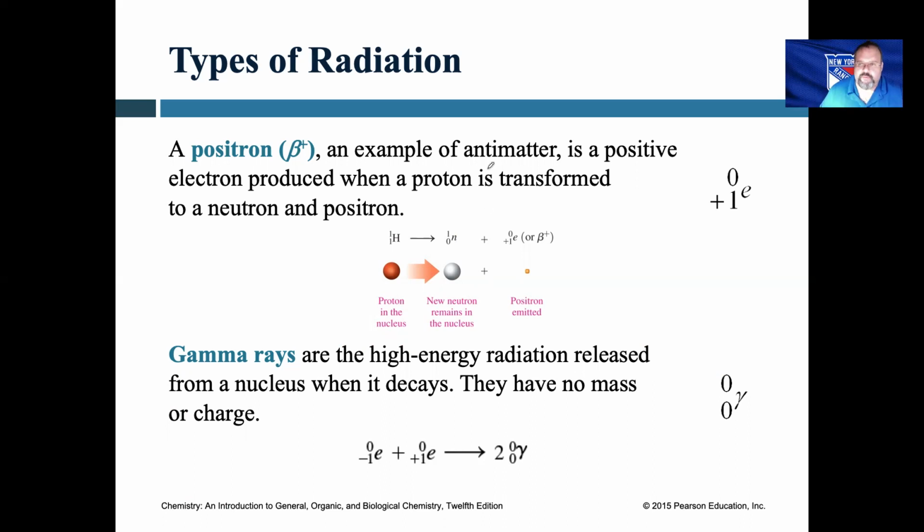The atomic symbol, given in the upper corner here, opposite of an electron in terms of charge. So where an electron has a -1 charge, a positron has a +1 charge. Now, it's a little bit tricky here because it doesn't have a proton. It's a positron. It's a positive electron.